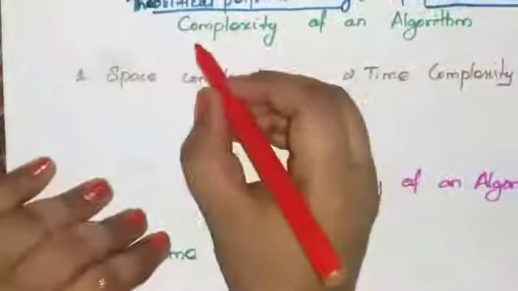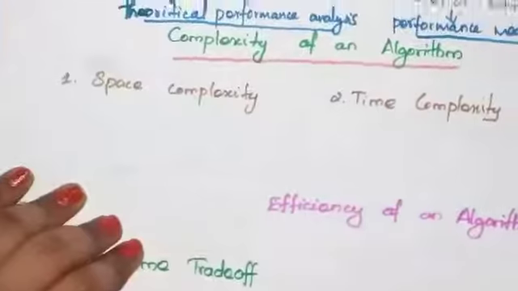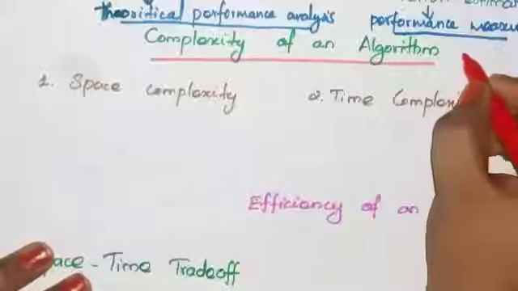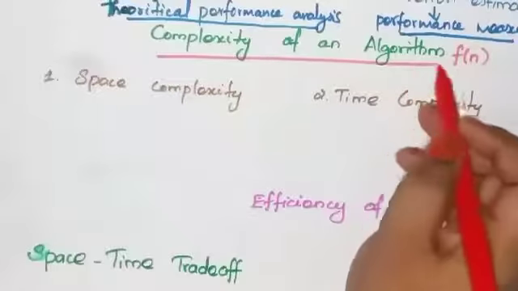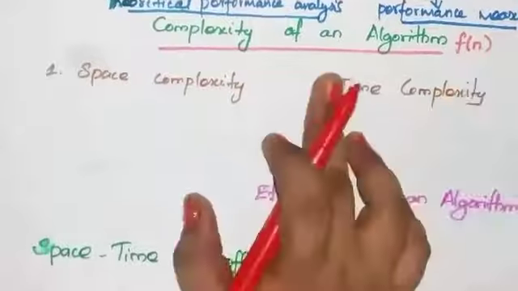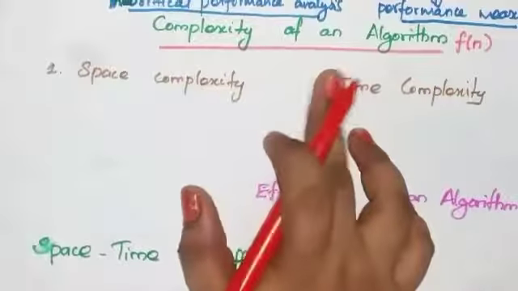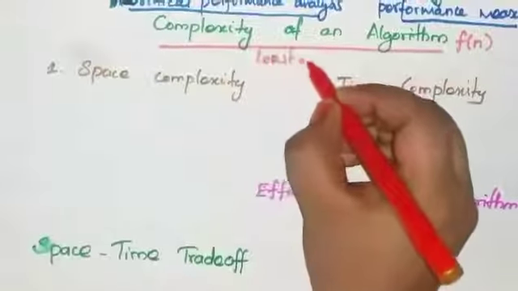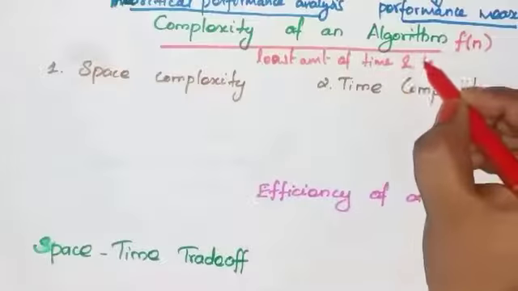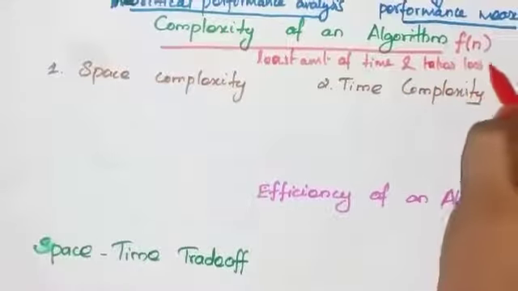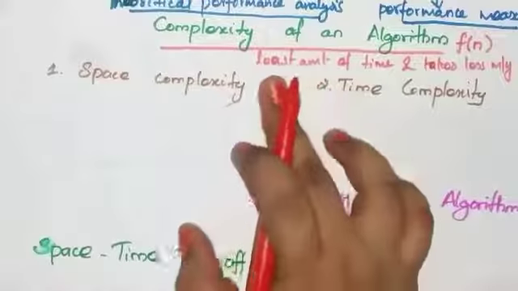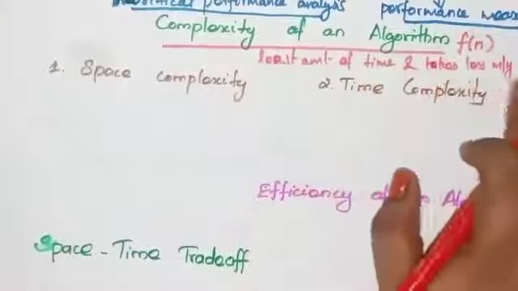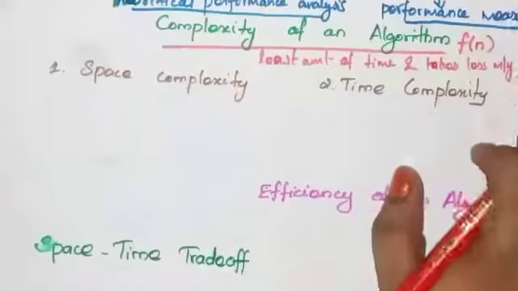Next topic, complexity of an algorithm. What do you mean by complexity of an algorithm? The complexity of algorithm is defined as f of n. The faster algorithm is considered to be the better algorithm. The algorithm which takes the least amount of time and takes less memory space is considered a better algorithm.